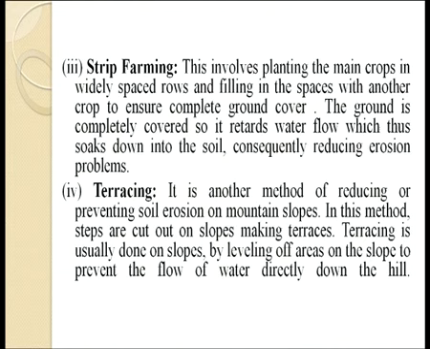Terracing. It is another method of reducing or preventing soil erosion. On mountain slopes, in this method, steps are cut out on the slope, making terraces. Terracing is usually done on slopes by leveling areas on the slope to prevent the flow of water directly down the hill. No-till cultivation is used as a preventive method for soil erosion. Specialized machineries are available that can loosen the soil, plant seeds and take care of weed control all at once with minimum disturbance of the soil.